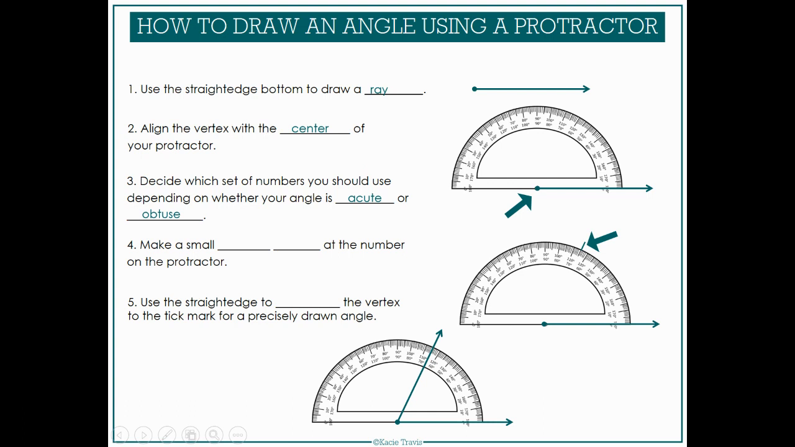What you do, you're going to find that number that you want to make, and you're going to make a small tick mark at that number on the protractor. So I just made a little mark up here in between these two. And then I'll use the bottom of the protractor with the straight edge to connect the vertex, aka the endpoint, over to that tick mark that I made. And then I just made an angle.